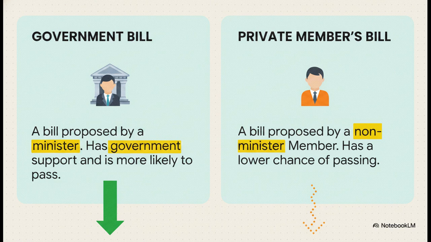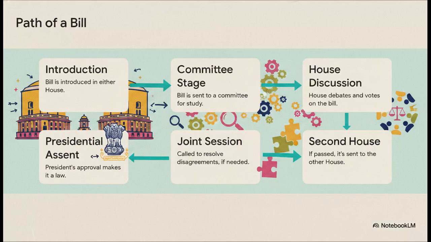First, there are government bills. A minister introduces these, they've got the full weight of the government behind them, and yeah, they're much, much more likely to pass. Then you have private members' bills. Any MP who isn't a minister can propose one. They're great for bringing up important issues, but let's be honest, without the government's support, their chances of becoming law are pretty slim.